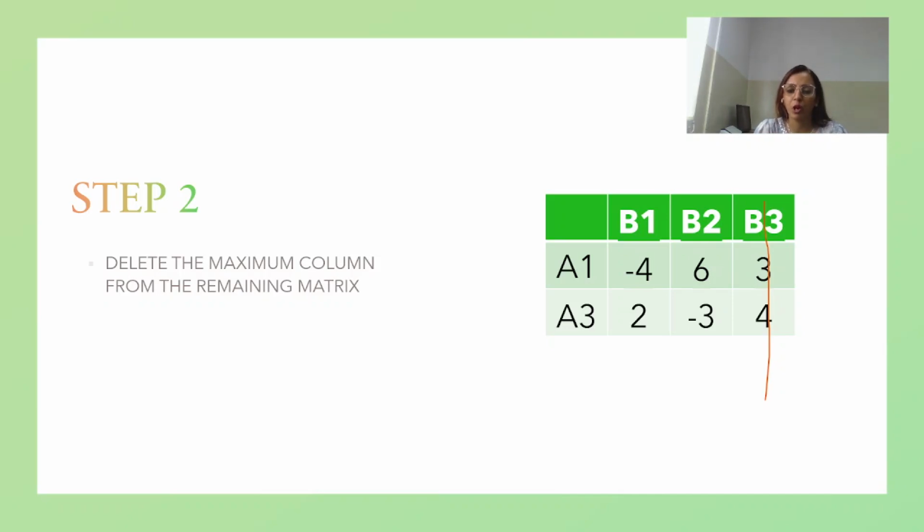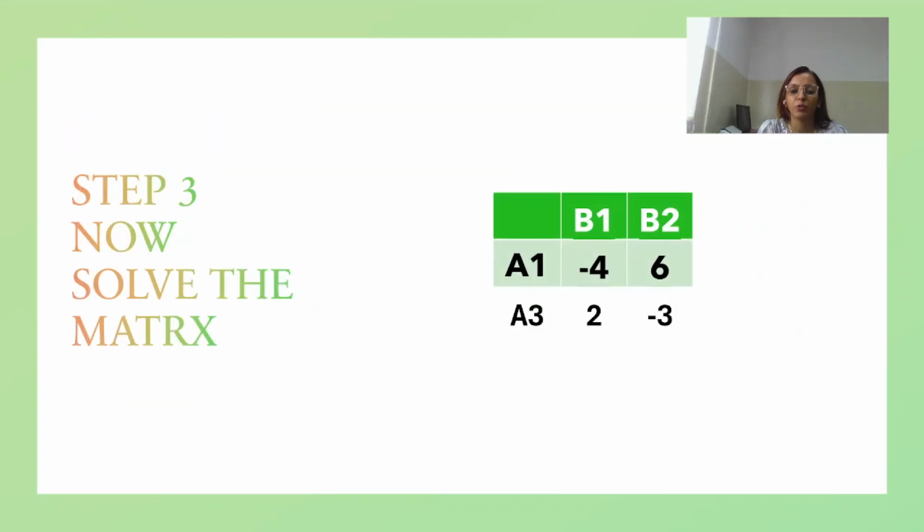What we have to do now, we will compare B1 with B3. We compare it in this way: 3 is greater than minus 4, and 4 is greater than 2. Yes, 4 is greater than 2. That means we will delete the column B3 as it is greater compared to B1. Right. Now we will definitely get the payoff matrix of player A, that is A1 and A3, and player B, that is B1 and B2. Now your payoff matrix will be of 2 by 2.